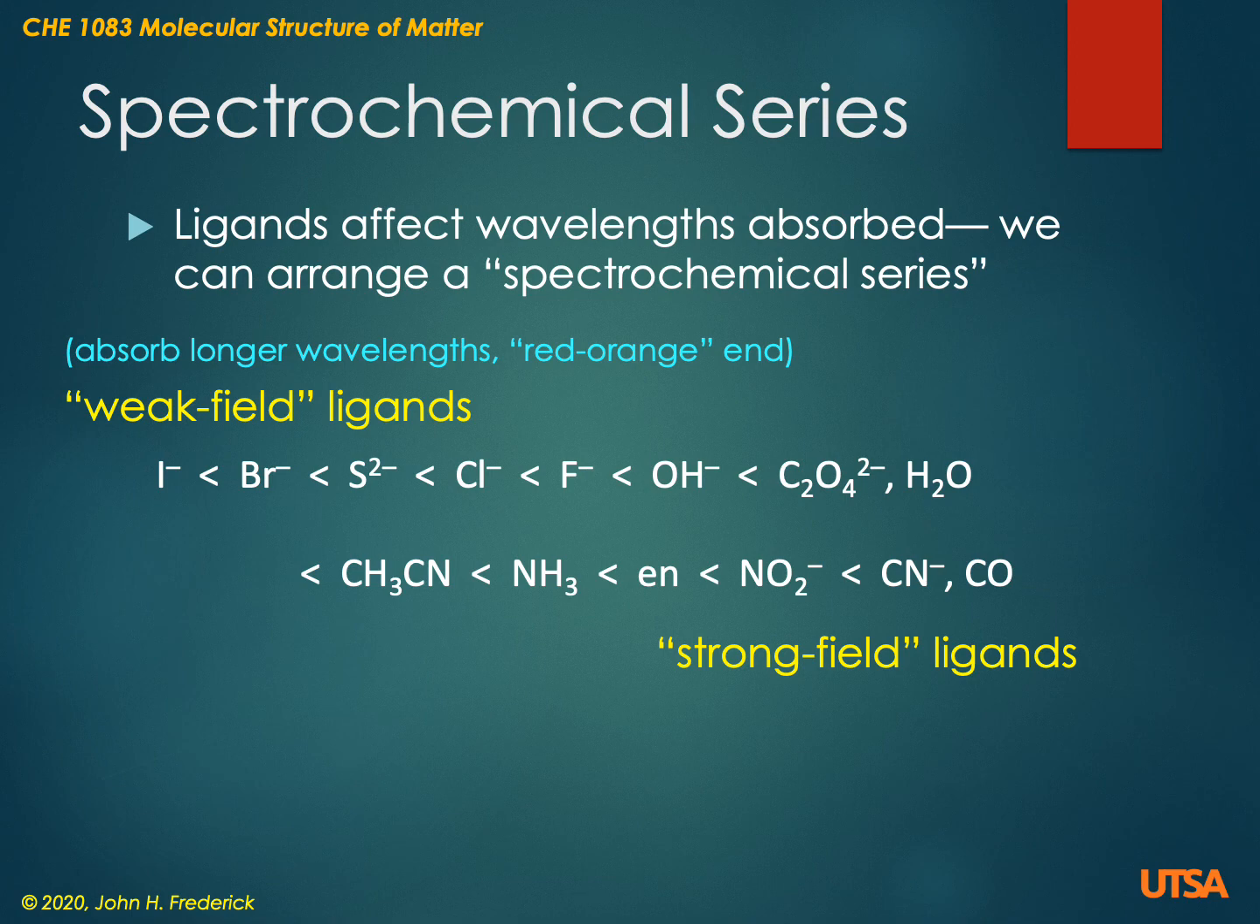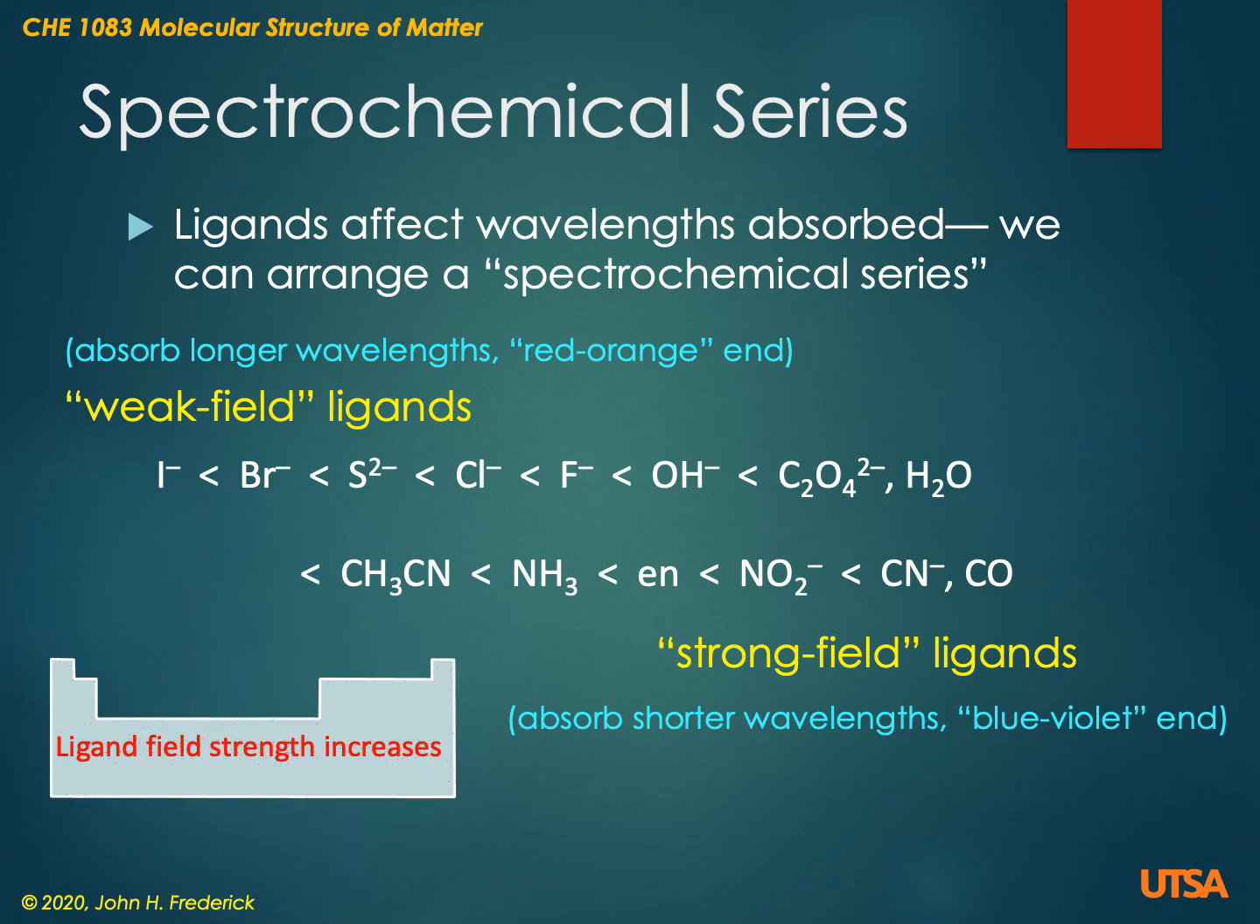Now, the way these are distinguished is that the weak field ligands absorb longer wavelengths, that is, lower energy light, so that's the red-orange end of the visible spectrum. The strong field ligands absorb the shorter wavelengths, or the blue-violet end. So depending on what ligand is there, we'll see different wavelengths of a complex ion absorbed.